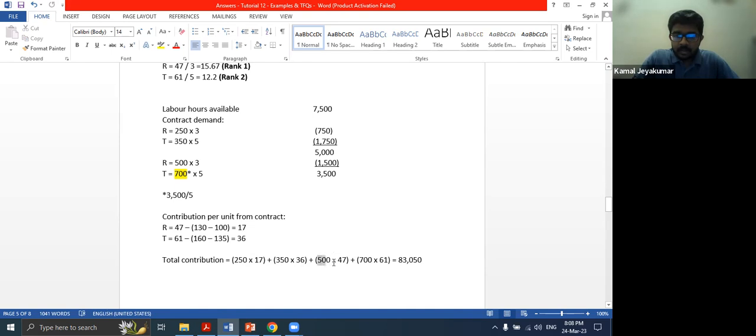This 500 into 47, that is the contribution of product R sold to the general market, right? Okay, did you understand that? Same scenario for product T, 350 units is sold at a lesser price. So we have taken the contribution from step 2, deducted the difference in price and arrived at a contribution from contract.